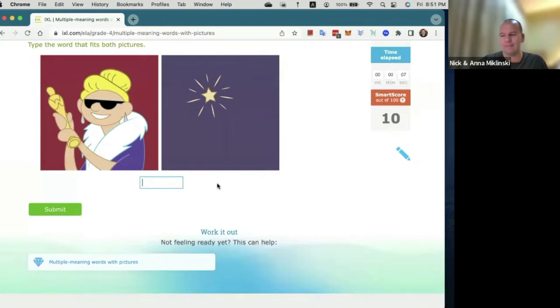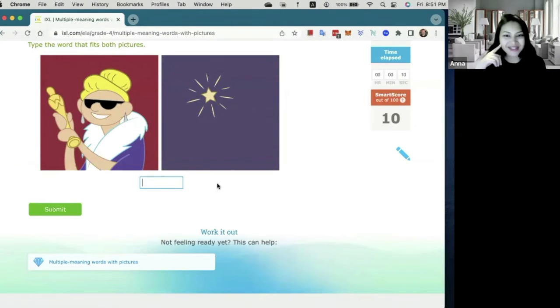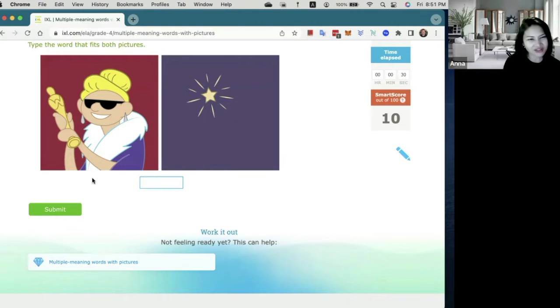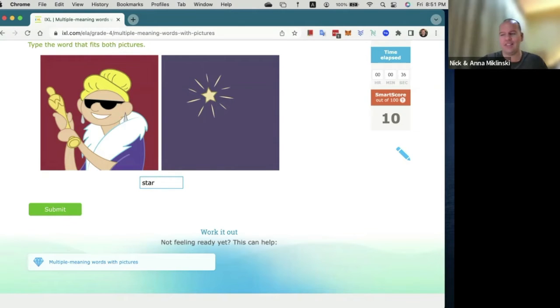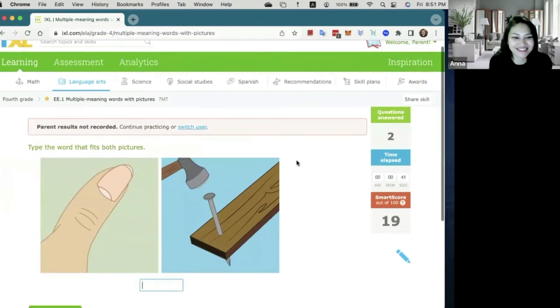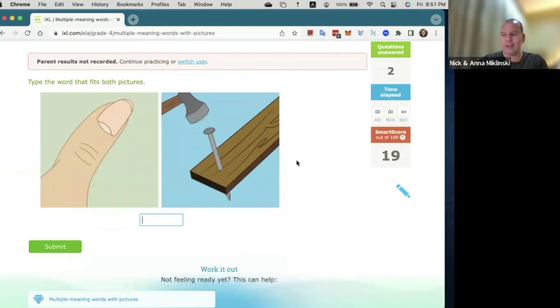Okay. Let's try this one. What is this one? Shine. Star. Okay. So what do you see on the right? Star, bright. You see a star, right? Yeah. And what about the person on the left? She is a star, a superstar. Yeah. Let's try that. See if that works. Okay, great. Yes. Good job.